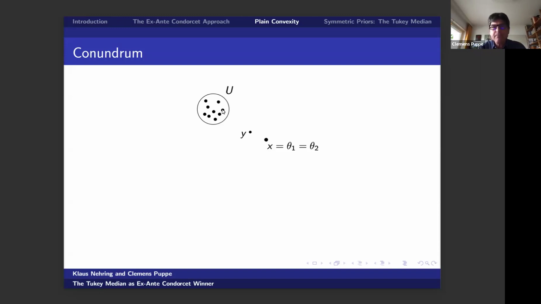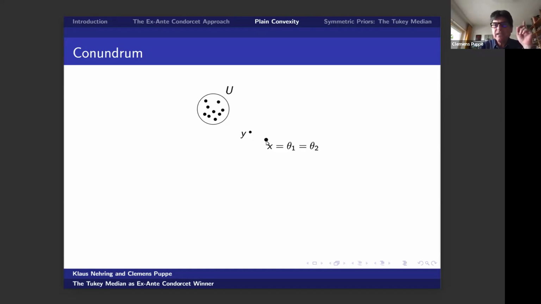If you have many people with a top here, and then you have a point outside where you just know there are two people who have this as top, should you really choose X? I would say no, certainly not. But why not? And here comes now the important thing to understand. Why does our concept of ex ante Condorcet winner say X should be chosen?